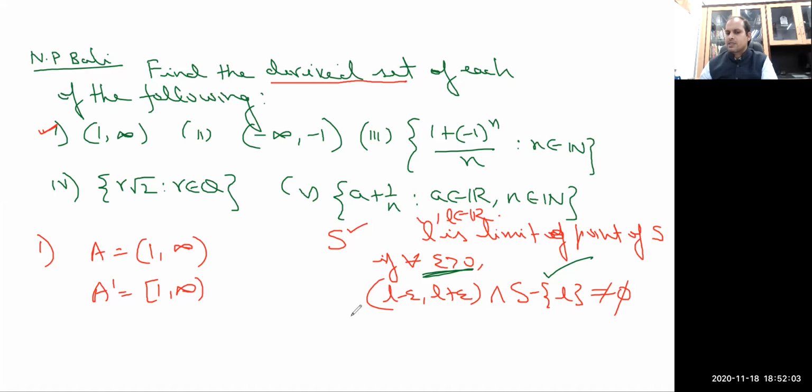We have seen in the previous example which I discussed earlier, of the type 1 by n, n belonging to N, that its limit point is 0. If I call this set B, then B dash is 0. So just go through that lecture, and you will find the idea of how to find a limit point of a set. Now I am going to discuss this one.